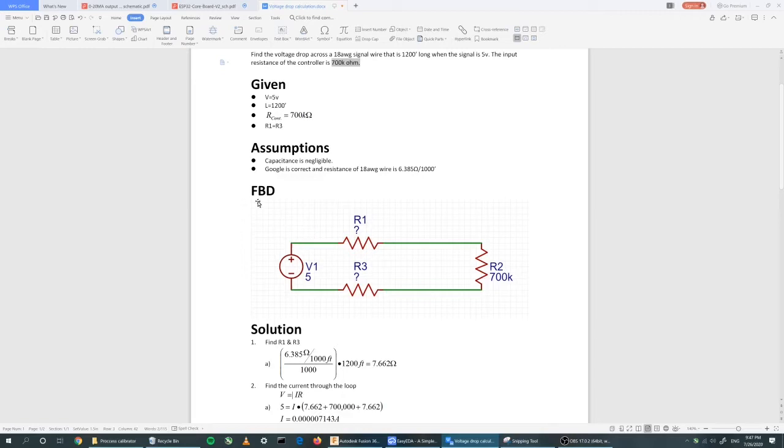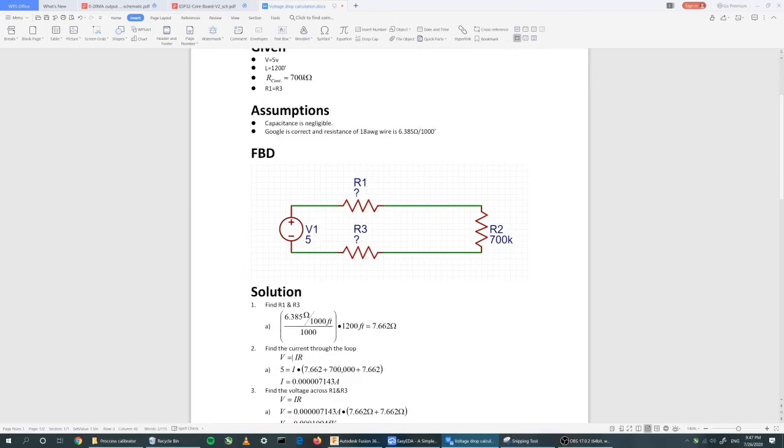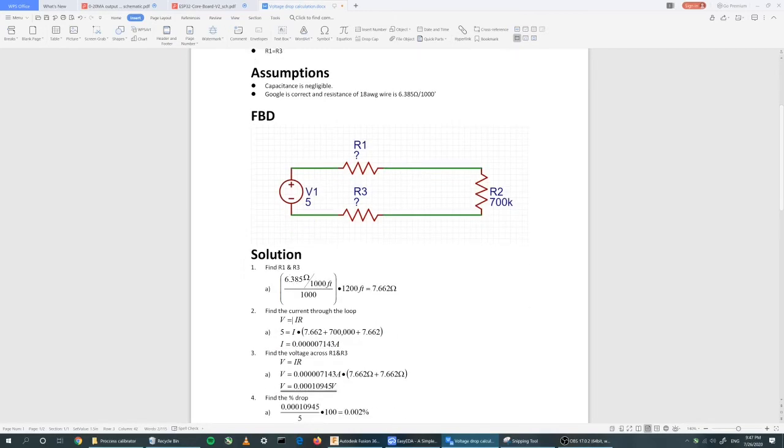So we've got our free body diagram. I don't know if electrical engineers even call this a free body diagram. I don't care. This portion of the wire represents the positive signal from your sensor to your controller, and this represents the negative wire of your sensor. These are going to be the same thing, R1 equals R3, because they are both 1,200 feet. So first, we need to find R1 and R3.